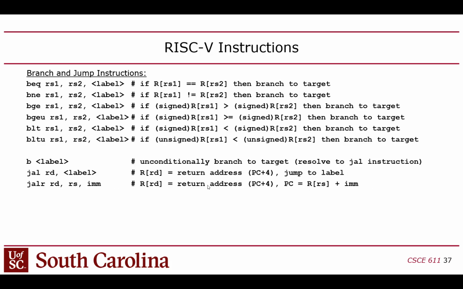Okay, and then we have branches. So in MIPS, a lot of these branches were actually pseudo instructions, but RISC-V promoted these branches. All of these branches are real machine instructions. They're not pseudo instructions. So we have branch if equal, branch if not equal, branch if greater than or equal, branch if greater than or equal unsigned, branch less than, branch less than unsigned. Again, be careful with signed and unsigned, depending on whether you're comparing signed or unsigned numbers.